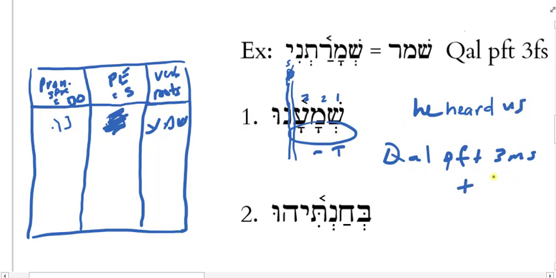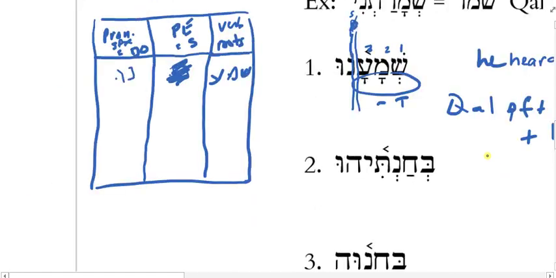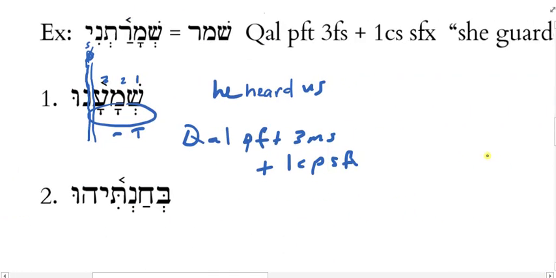Okay, so I'm going to put plus the first common plural suffix. There we go. All right, so he heard us.